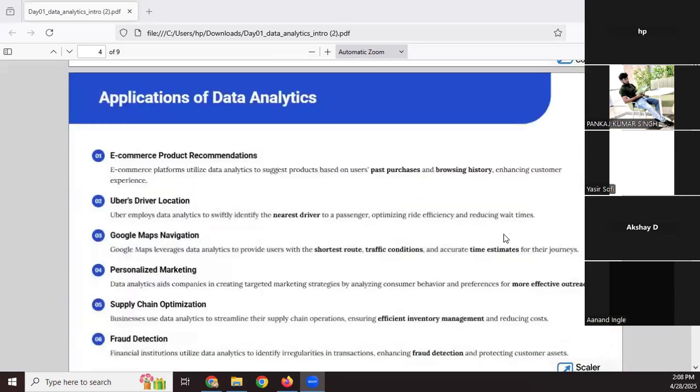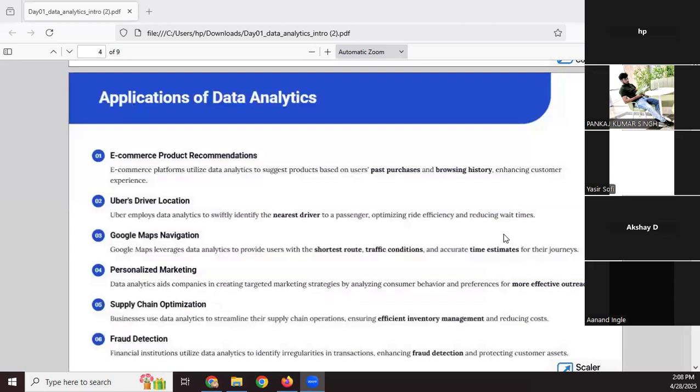Data analytics can be used in e-commerce, where you have product recommendations based on things such as browsing history, the key trending products of the company, the total sales, which is our star product and which is our cash cow product. This kind of analysis is done for e-commerce recommendations by the data analyst.